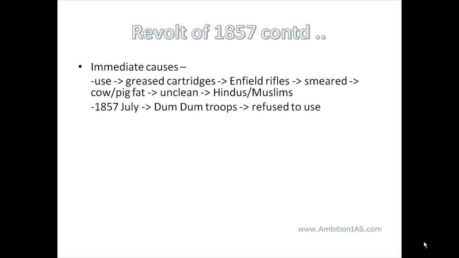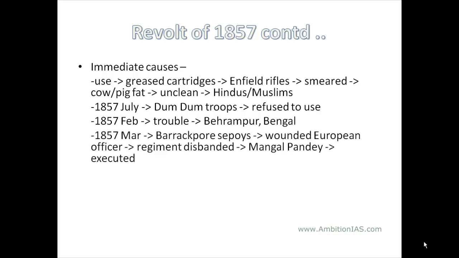In 1857, the Dum Dum troops refused to use these greased cartridges. However, it was seen that a few months before this Dum Dum uprising, in February, trouble broke out at Behrampur in Bengal. Subsequently, in March of 1857, the Barrackpore sepoys revolted. They wounded the European officer, for which their regiment was disbanded, and the leader of this uprising, Mangal Pandey, was executed subsequently.